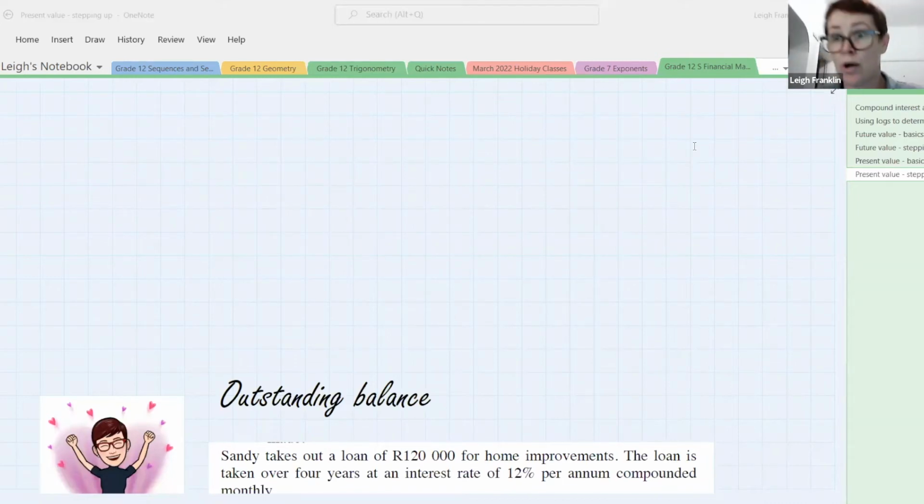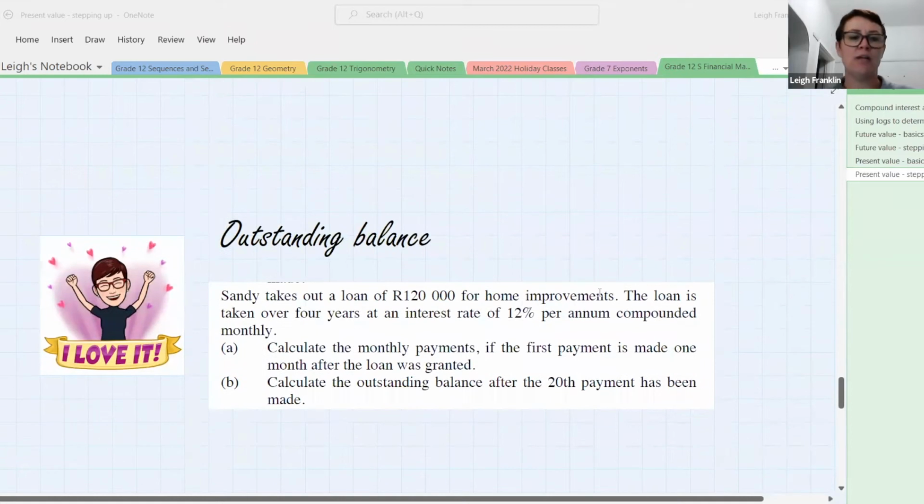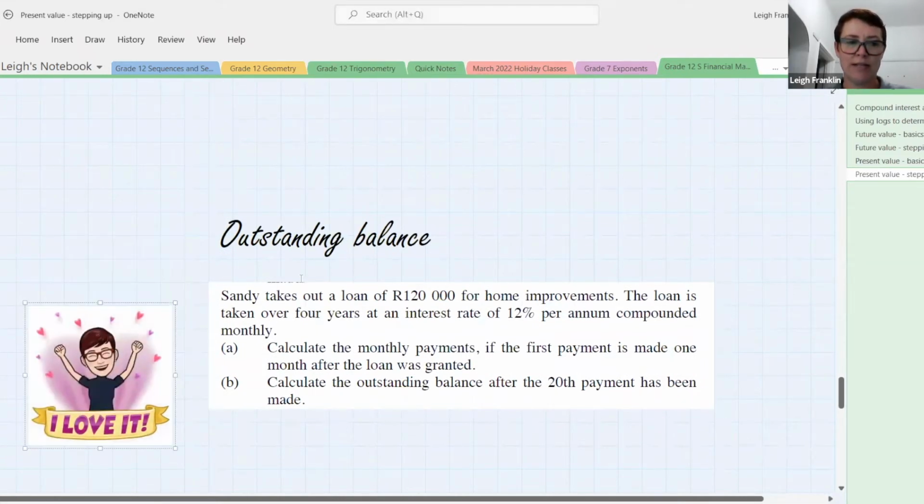I would like to go on and try and talk a little bit about outstanding balance before we bring all of this to a close. I can't believe we've already had 6 lessons on this stuff. There's so much more we could discuss, hey. But yeah, I do want to talk about outstanding balance because it is something that always gets asked.